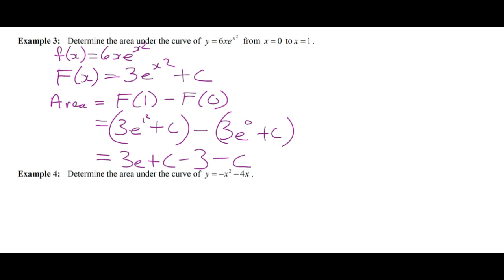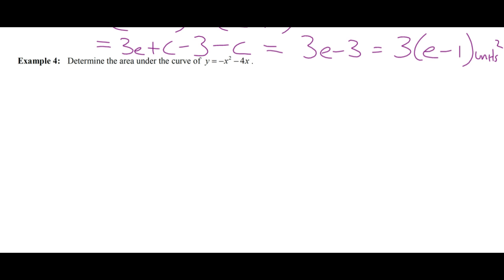3 minus c. Okay, so now you can see why you don't necessarily need to write the c in here. It's going to be plus here, it's going to be minus there, always, so whatever the constant is. So we end up with 3e minus 3, or you could go 3 times (e minus 1). Okay, units squared, and you can work that out. So it's like 3 times 1.8, 2.7, whatever. That's an exact value, right? And you could get a decimal approximation if you needed the approximate.